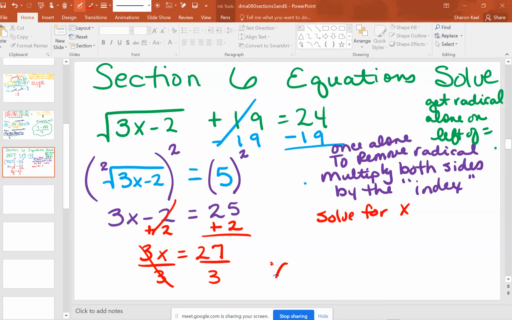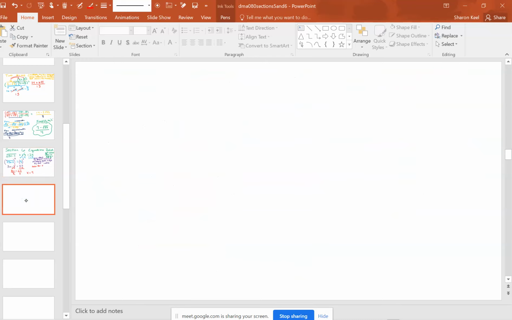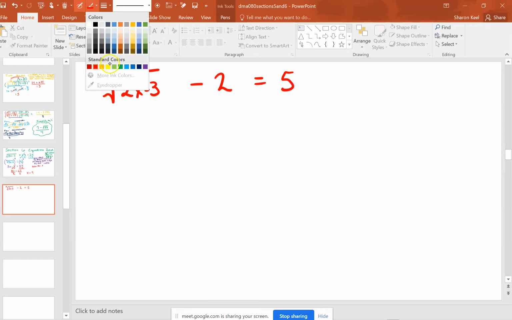Okay, let's do another one. On this one, let's do one where we have a cubed root. We have the cubed root of 2x minus 3, then we have a minus 2 equals 5. So my first step is we want to get the radical by itself. So we're going to move this 2 that's all alone over here.